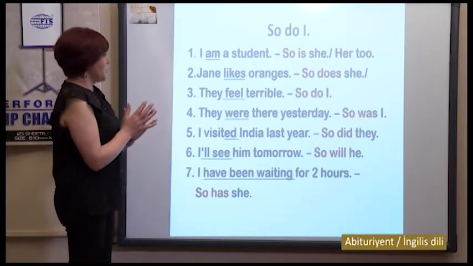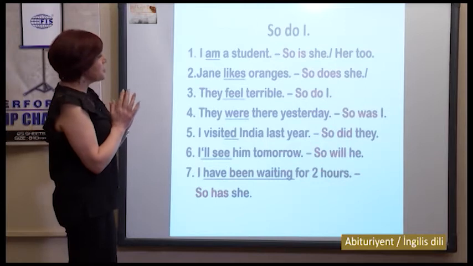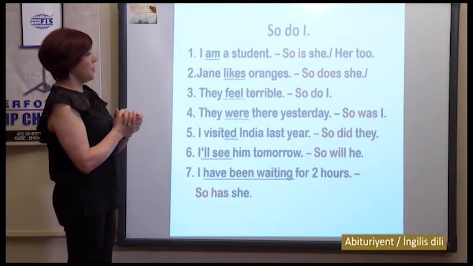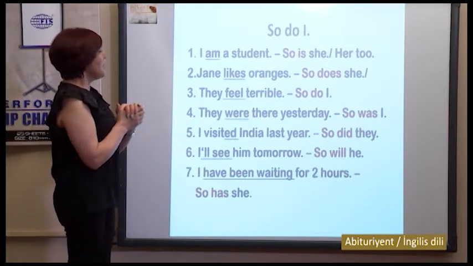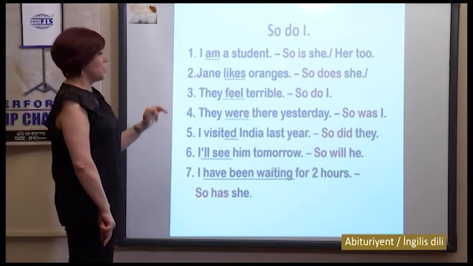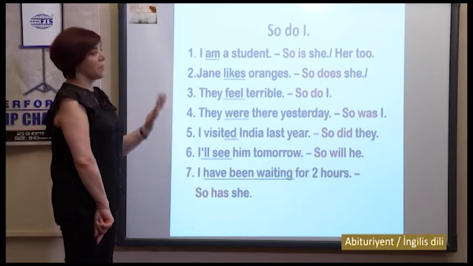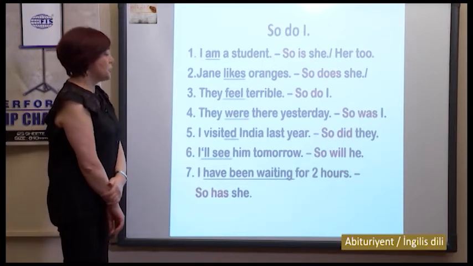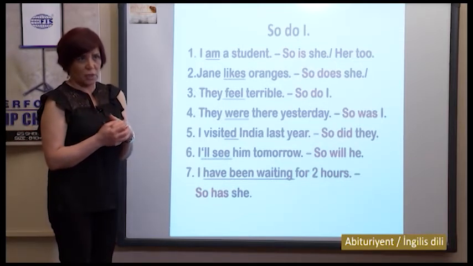So again, some sentences to be given into your attention in order to remember deeply. I'm a student. So is she, or her too. She's a student too. Jane likes orange. You see, likes is a present simple. So does she, or she likes, for example, someone. It is not Jane, that's someone. She likes orange too. They feel terrible. Someone feels terrible, and it is true for you as well. And you say, so do I, or I feel terrible too, or me too.